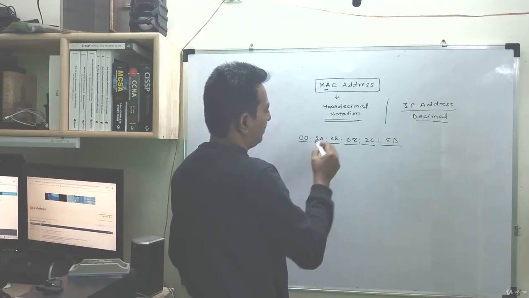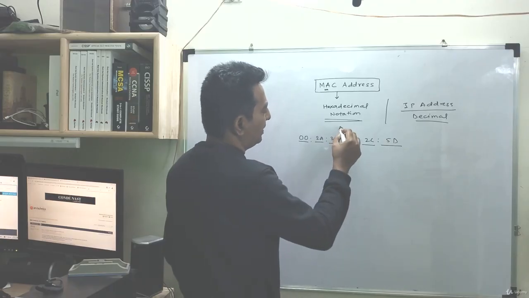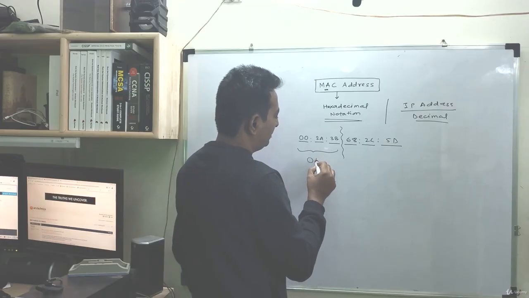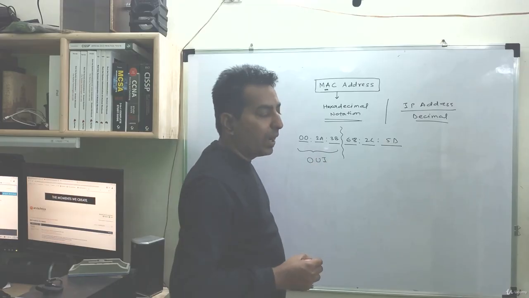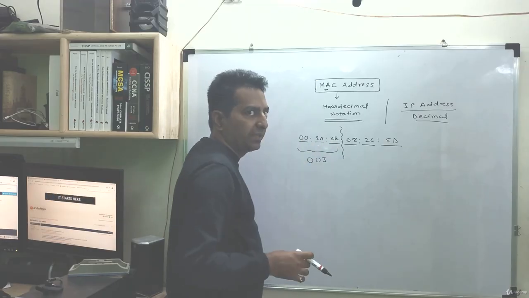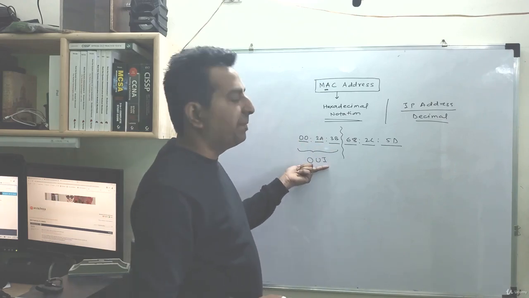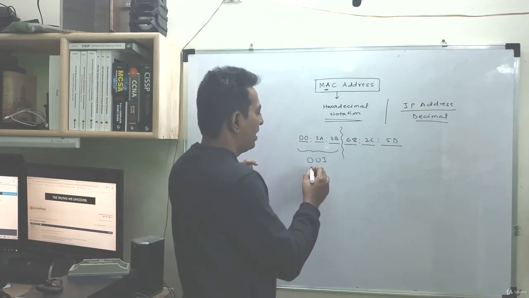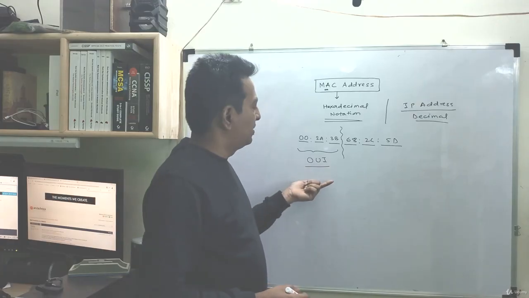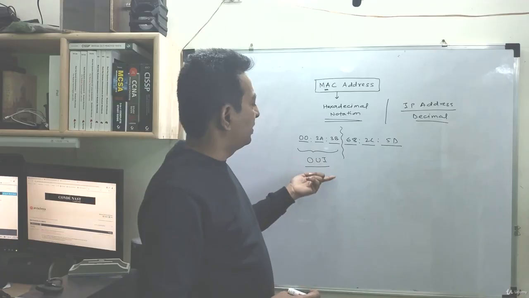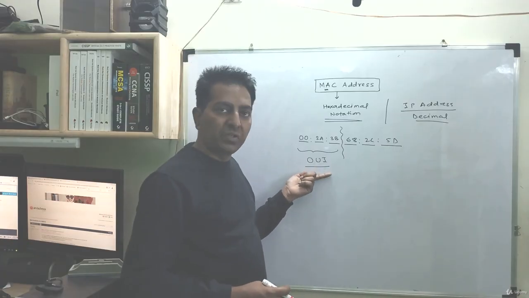If you look at the MAC address, the first 3 fields are called OUI. So these 3 fields, the 6 characters in the MAC address, represent the OUI. This is the organizationally unique identifier. So this is specific to the manufacturer.